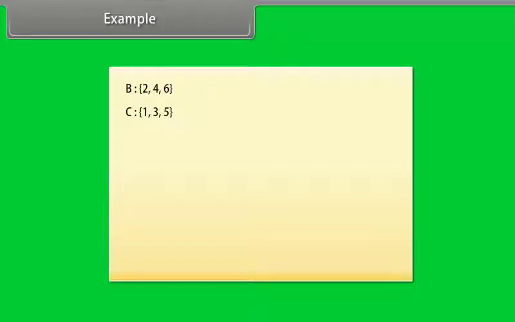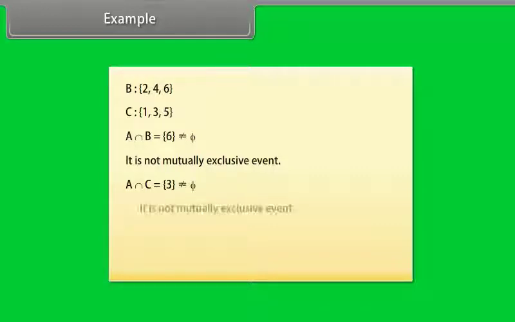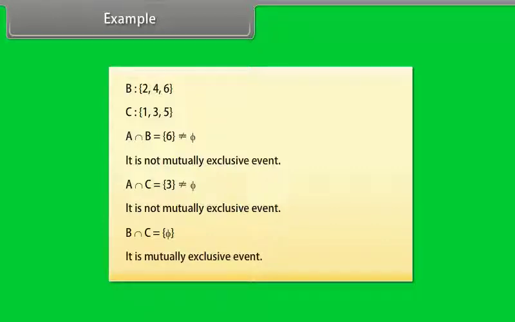A intersection B is equal to {6}, which is not equal to phi. It is not a mutually exclusive event. A intersection C is equal to {3}, which is not equal to phi. It is not a mutually exclusive event. B intersection C is equal to phi. It is a mutually exclusive event.